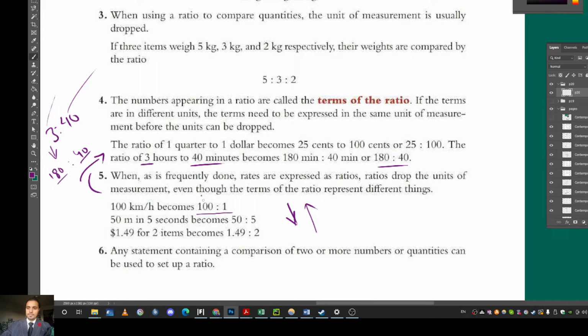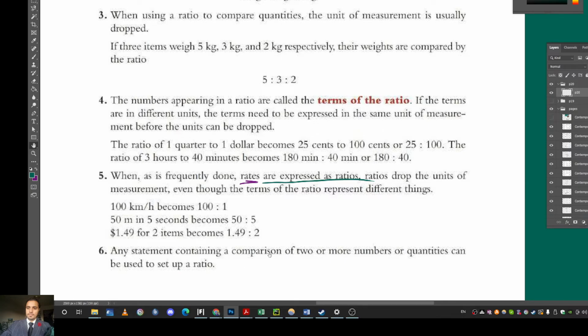Now here we know this is in kilometers, and we know this is in hours, but we don't necessarily have to write it, because we're talking about, let's say, speed. So everybody knows that. Time is not expressed in kilometers, and distance is not often expressed in seconds, right? So in these cases, when rates are expressed as ratios, ratios drop the units of measurement, even though the terms of the ratio represent different things. Okay, so this is an exception to what we talked about in point number 4.